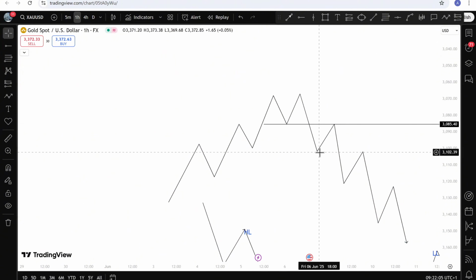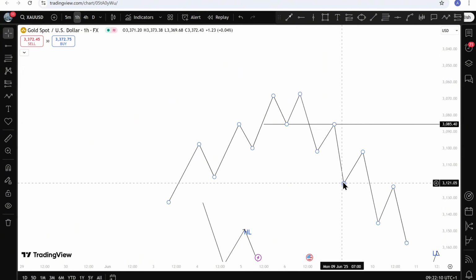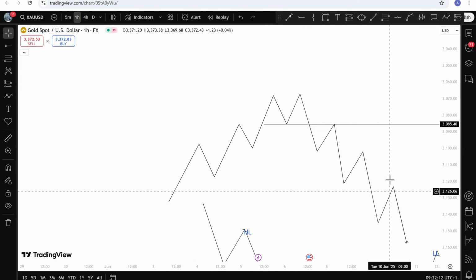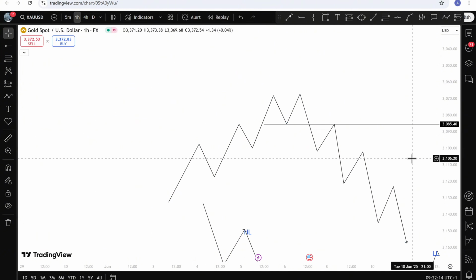Then this was the neckline. Price took it out and pulled back to retest. This retest is now giving you a lower low, another lower low, and also a lower high. This is how the market moves. Very, very simple and easy to understand.